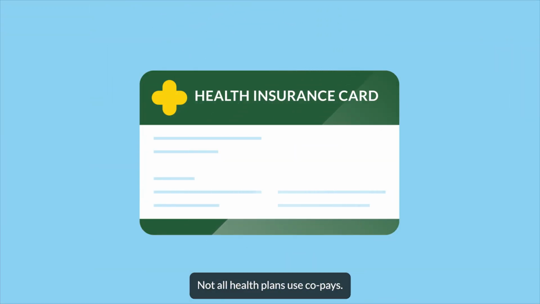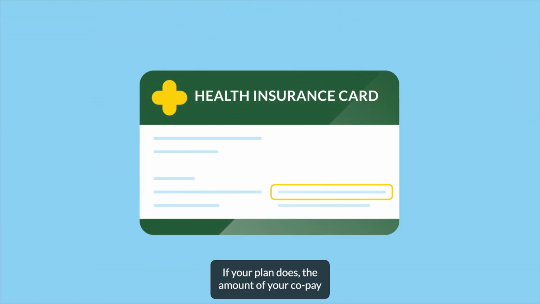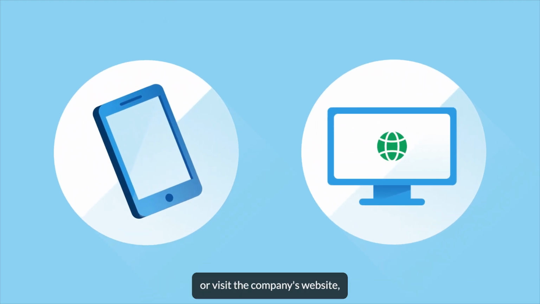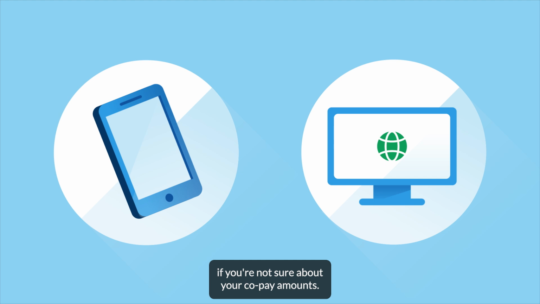Not all health plans use copays. If your plan does, the amount of your copay is typically listed on your insurance card. You can also call your insurance company or visit the company's website if you're not sure about your copay amounts.